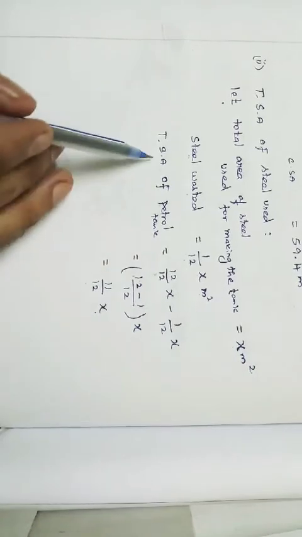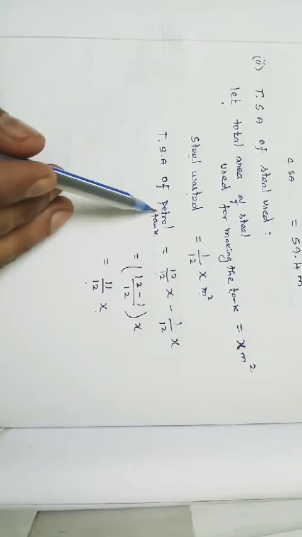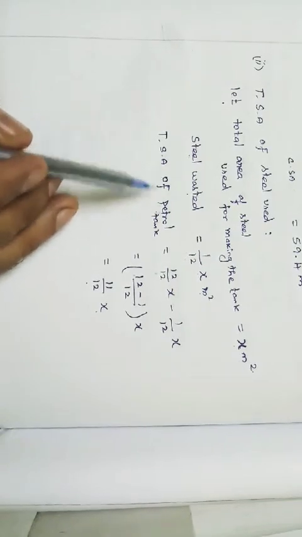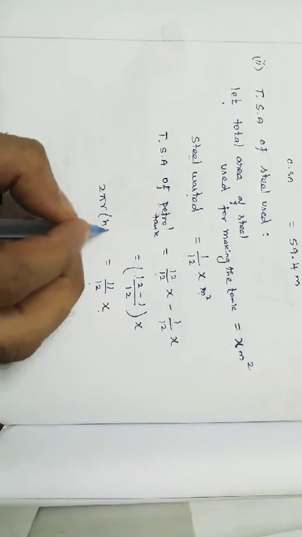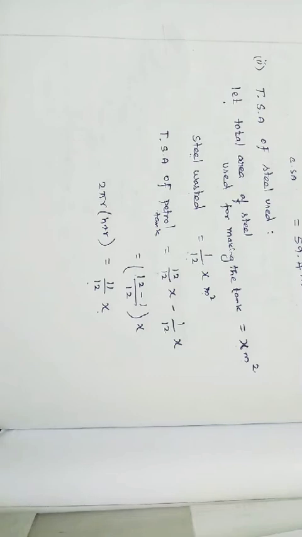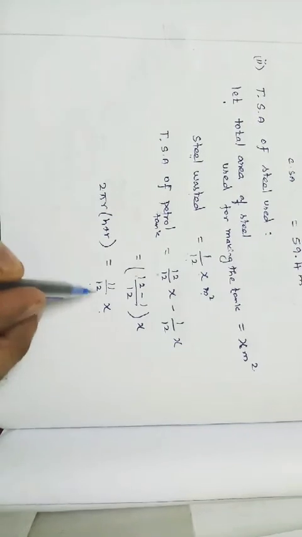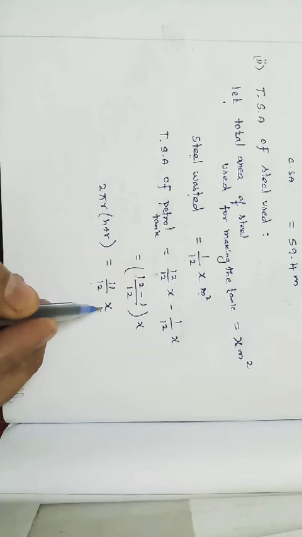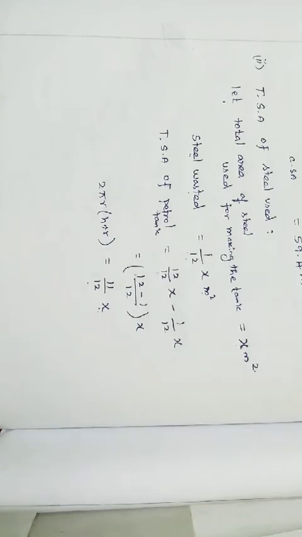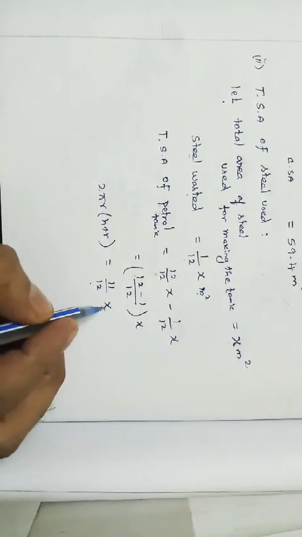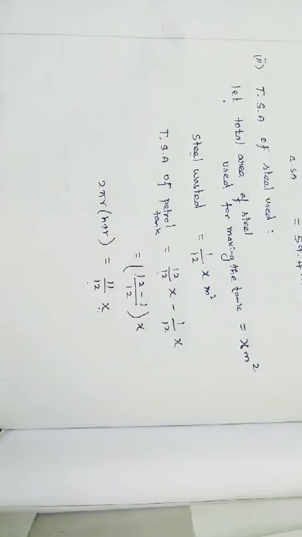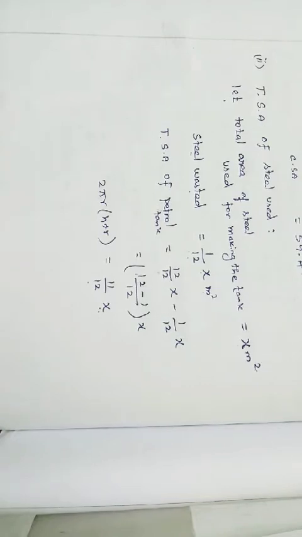Already we know, what is the shape of a petrol tank? Cylindrical tank, right? So the total surface area of a cylindrical tank is 2 pi r into h plus r. Just substitute the values and simplify, and we'll get the value of x. X only we want to find, the total area of steel used for making the cylindrical petrol tank. So keep x alone on the LHS, bring the remaining all to the RHS and simplify. We will get the final solution. So shall we simplify?